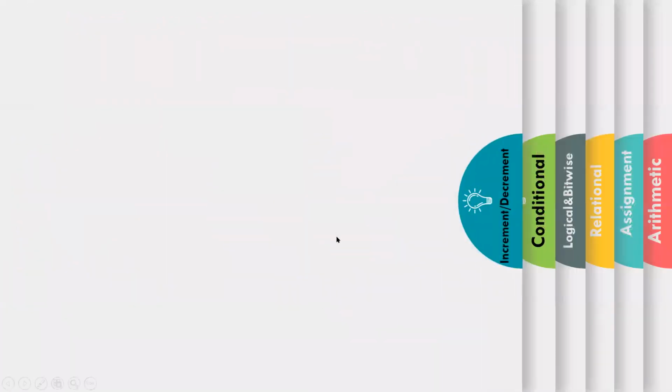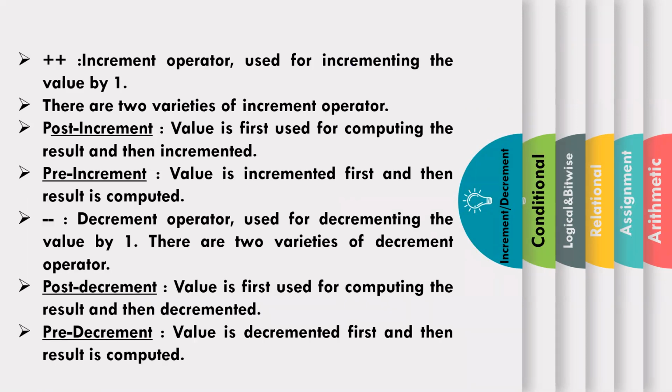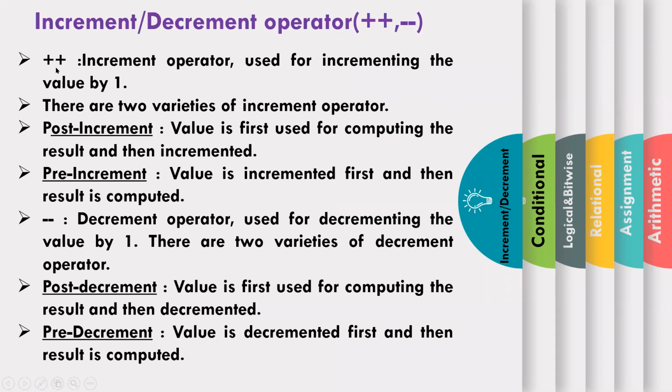Okay. Next, increment and decrement operators. So actually, there are two operators called plus plus and minus minus. These two are called increment and decrement operators. So the increment operator is plus plus. And what is the purpose of this increment operator? To increment the value by 1. For example, if x is equal to 10 and you apply plus plus, it becomes 11. Once again, if you apply it, it becomes 12. So the value is incremented by 1 by using this increment operator.